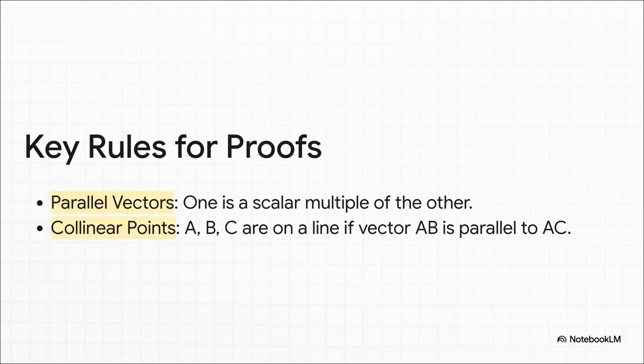If you can show that one vector is just a scaled-up version of another, like, say, the journey from C to D is exactly 3 times the journey from A to B, then bam, you've proven they're parallel. Rule number 2 builds on that. To prove 3 points are on the same line, all you have to do is show the journey from A to B is parallel to the journey from A to C.